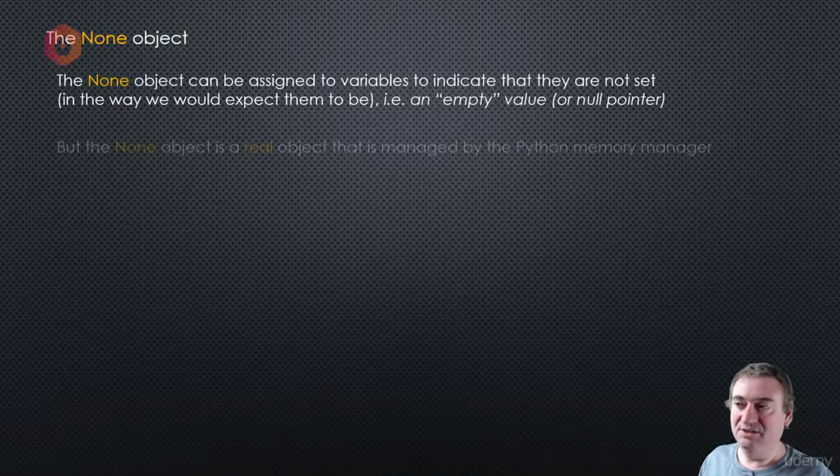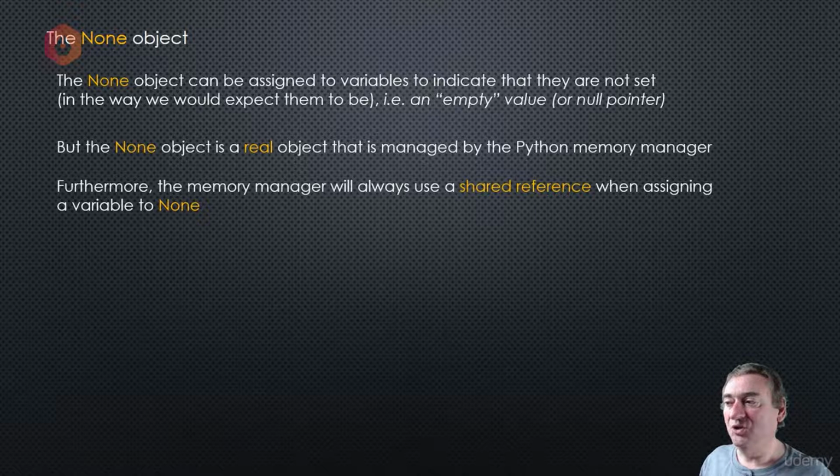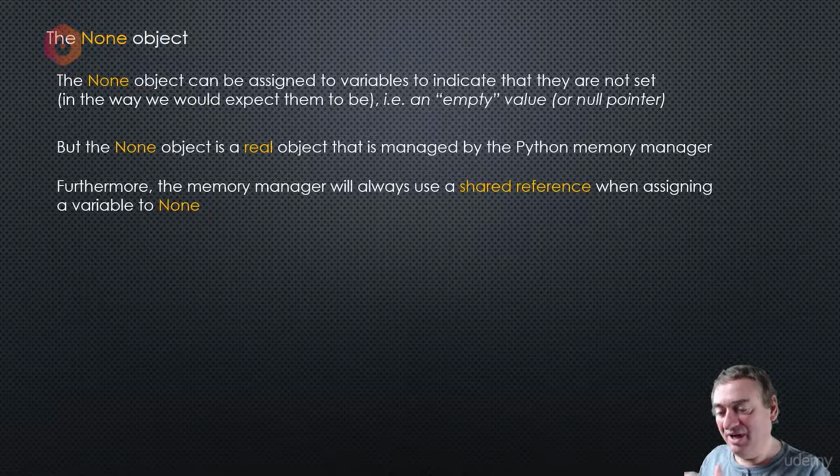But nonetheless, this None object is a real object that is managed by the Python memory manager. So the memory manager will always create a shared reference to None. So whenever you assign a variable to None, if you have any number of variables assigned to None, they will all have the same memory address. Again, that's just the Python manager doing that for us, right? It's not creating a new instance of None every time. It's just pointing to the same one all the time.